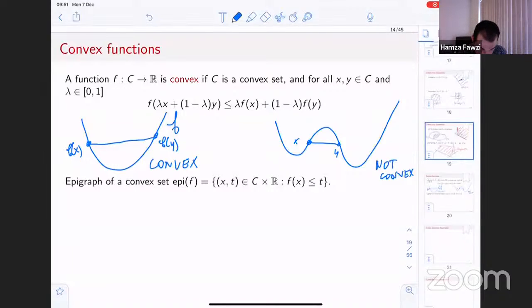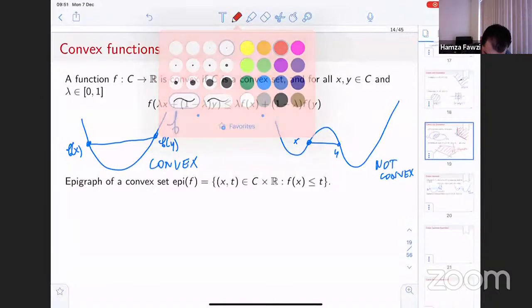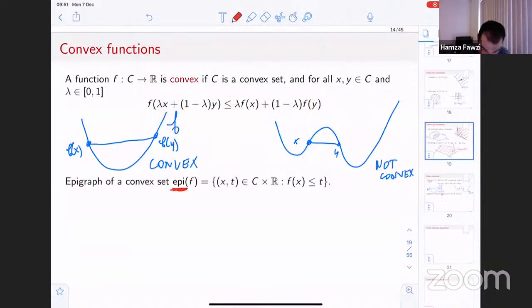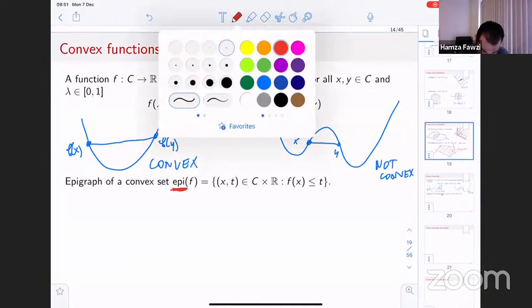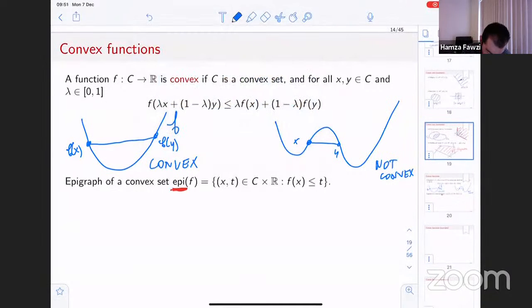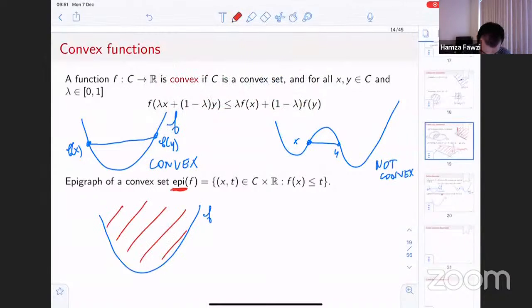You can move between convex functions and convex sets through the concept of epigraph. So the epigraph is essentially everything above a function. If this is the graph of my function f, then the epigraph is essentially this set here. It is the set of (x, t) such that t is bigger than f of x.